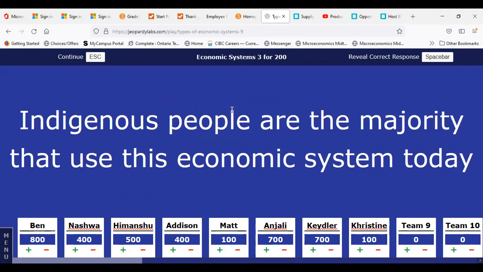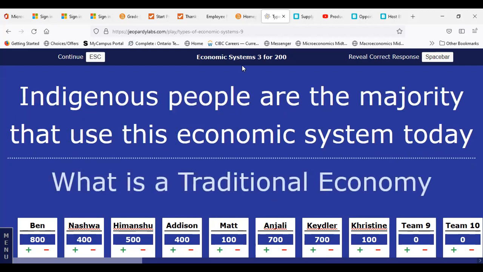everybody. And then indigenous people are the majority that use this economic system today. Economic system calls. Traditional. Yeah, I think so. Yeah, that's great. So Ben, Camille, then barter, I said barter. Ashwa said barter. It's great. Good job, everybody.